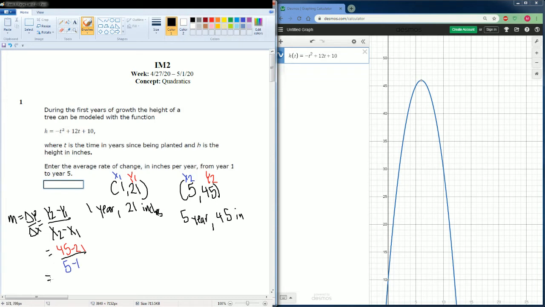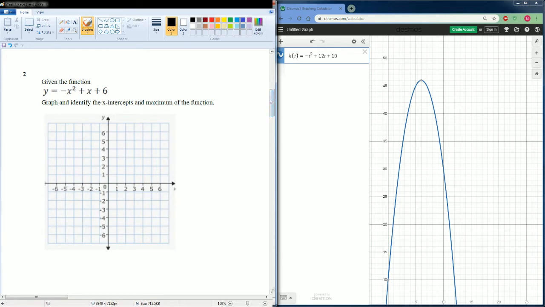Do the subtraction. You should have 24 over 4, which can be simplified to, I think, 6 over 1. So in 1 year, it grows 6 inches. All right, this is the average rate of change in years for number 1.